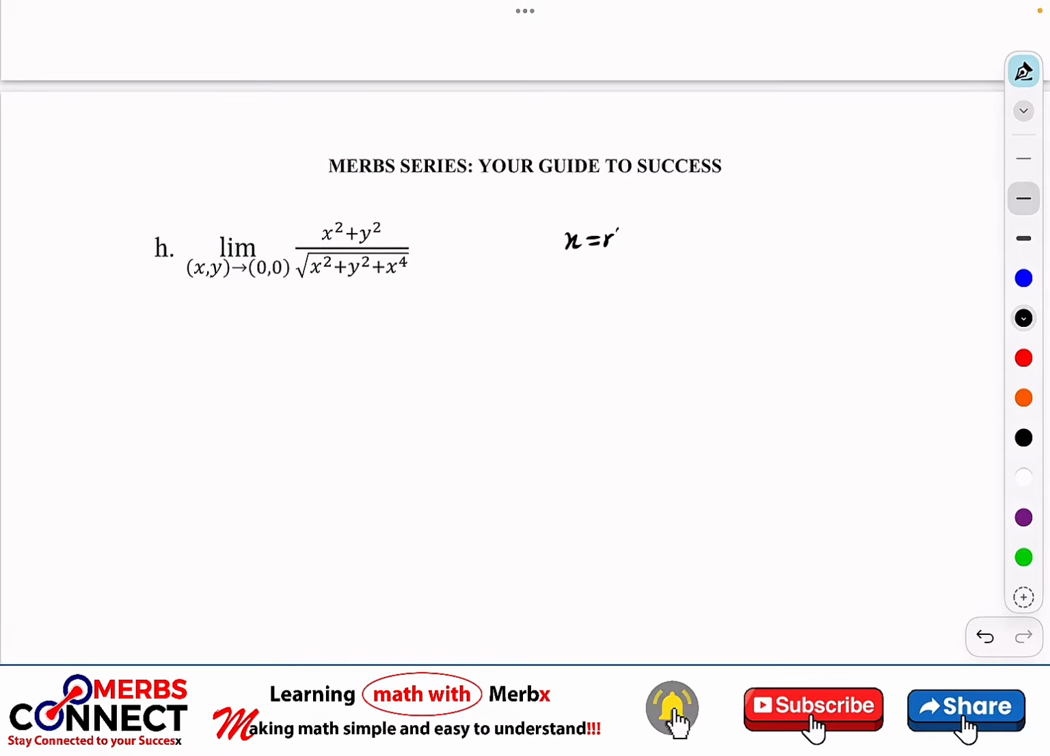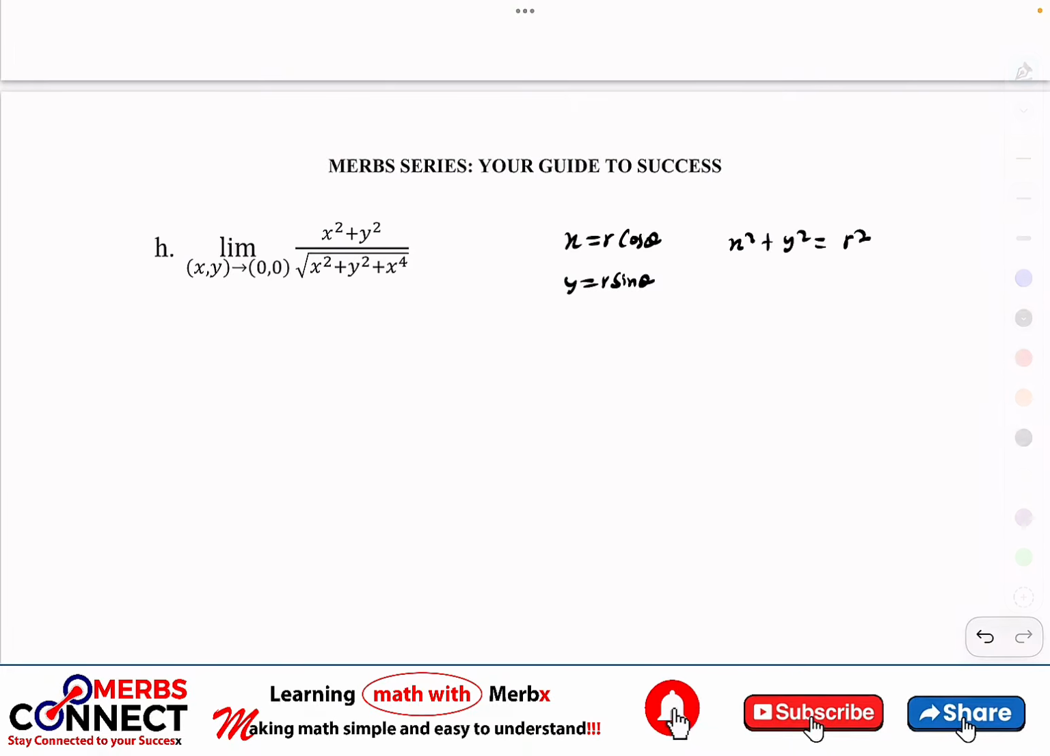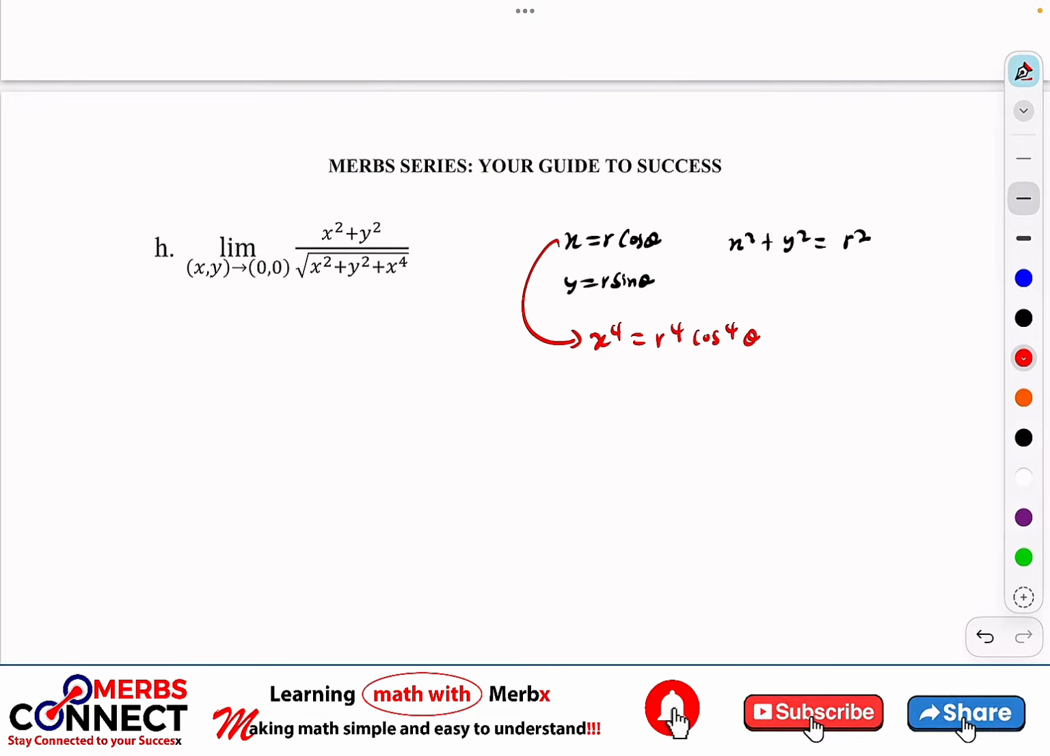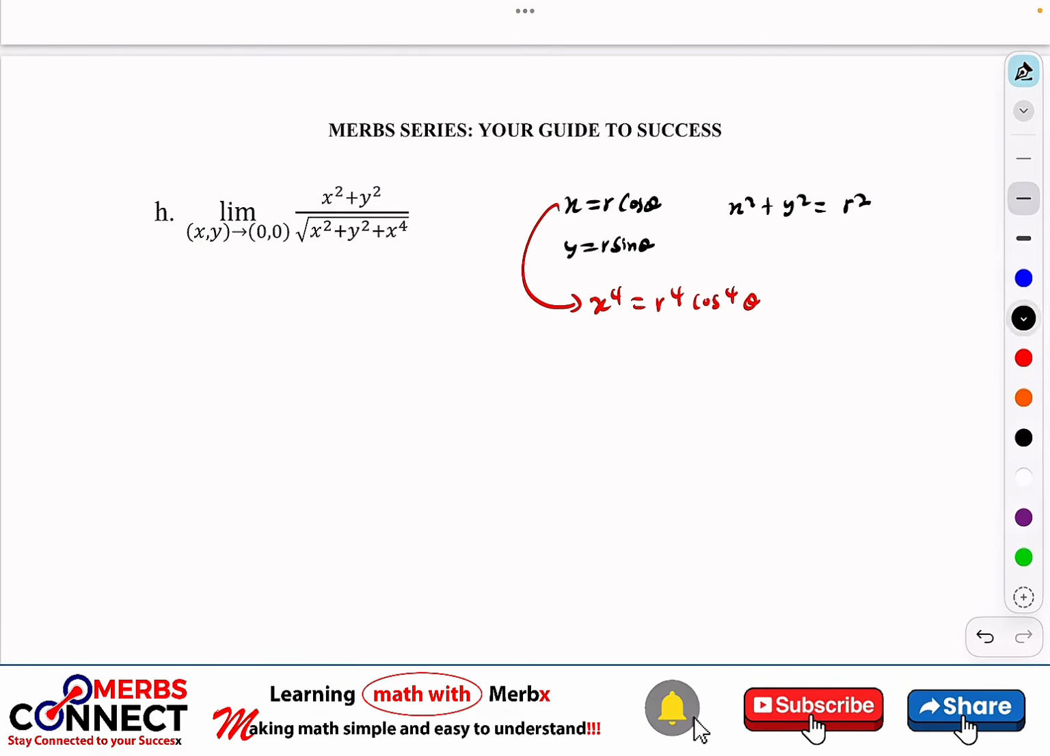X is equal to R cos theta, y is equal to R sin theta, x squared plus y squared is equal to R squared. And we are going to need x to the power 4. So let's do that. X to the power 4 is going to give us R to the power 4 cos 4 theta, right? So that's what you are going to get from here. So let's move on to say that x and y is approaching 0. So R squared should be approaching 0.